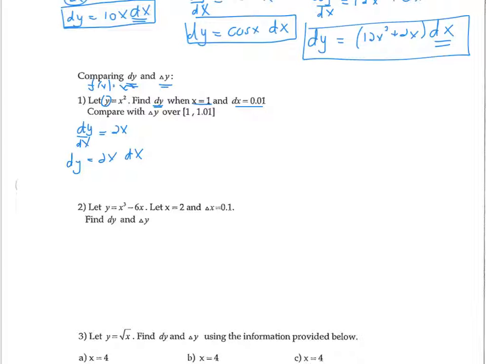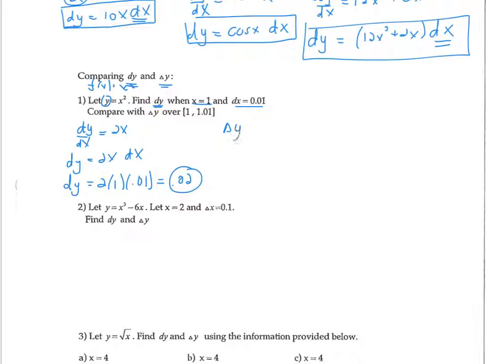So to find the value of dy, again, that's the change in y for the tangent line, I'm going to take 2 times x, which is 1, times dx, which is 0.01. And when you multiply that out, you get dy equals 0.02. Now let's take and compare that with delta y.